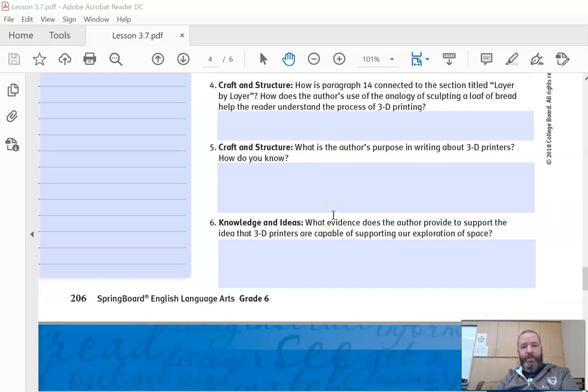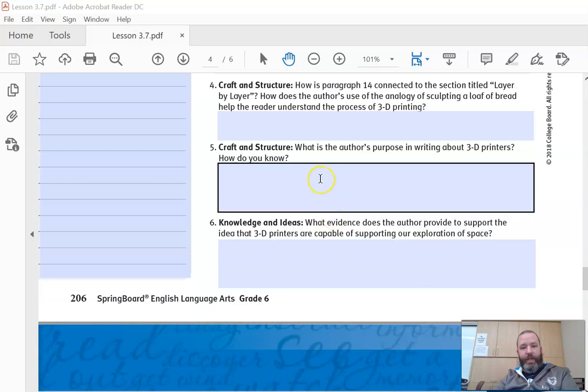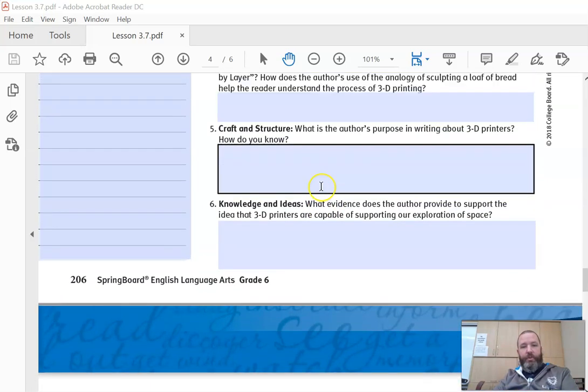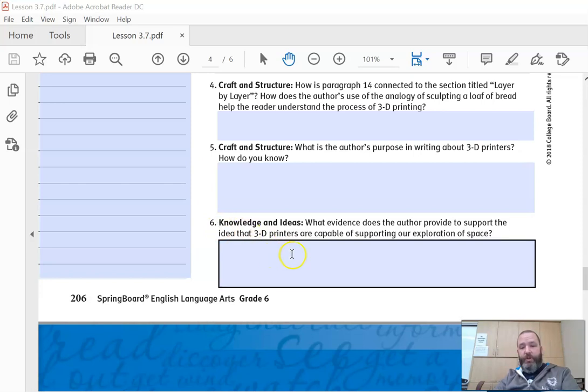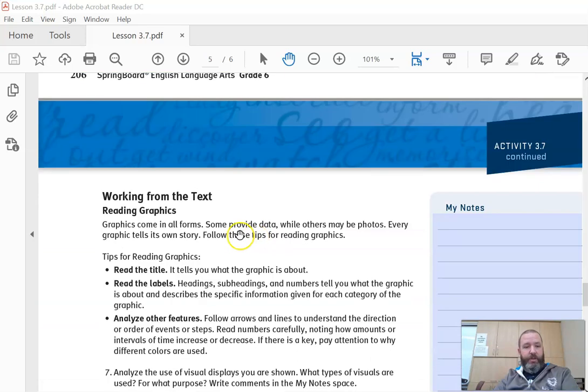Number 5, what is the author's purpose in writing about 3D printers? How do you know? So remember, author's purpose, we only have 3 options: to inform, to entertain, and to persuade. So you're going to choose one of those 3 things, and how do you know? So I'll give you a heads up on that one. Number 6, what evidence does the author provide to support the idea that 3D printers are capable of supporting our exploration of space? Plenty of details to support that statement.